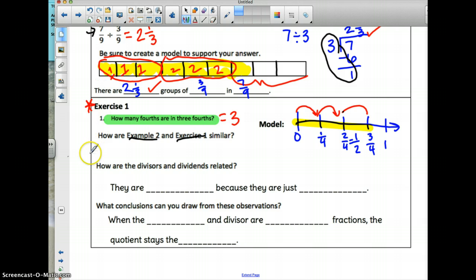All right, well, example 2 was 9/12 divided by 3/12. Okay, and the exercise 1 was 3/4 divided by 1/4. Okay, let's look at the dividend of both of these. So we have 9/12 and 3/4. Okay, so 9/12 and 3/4. Pause the video, think about how these are related.